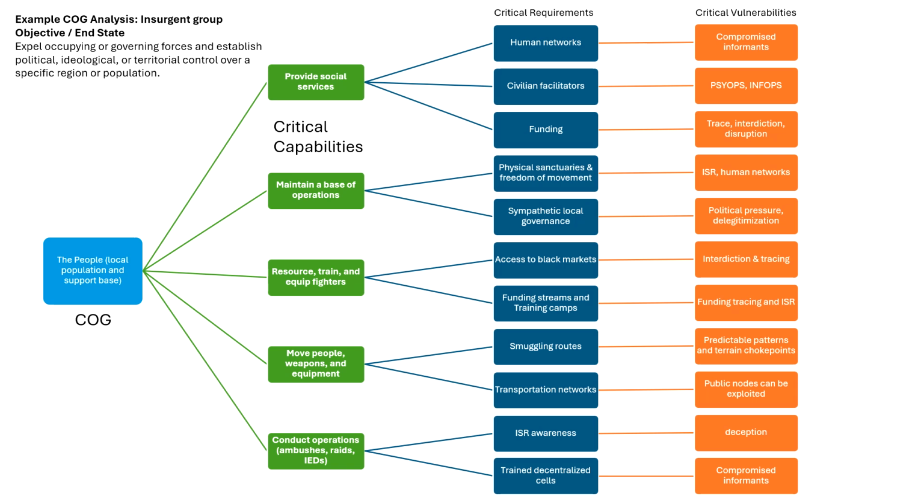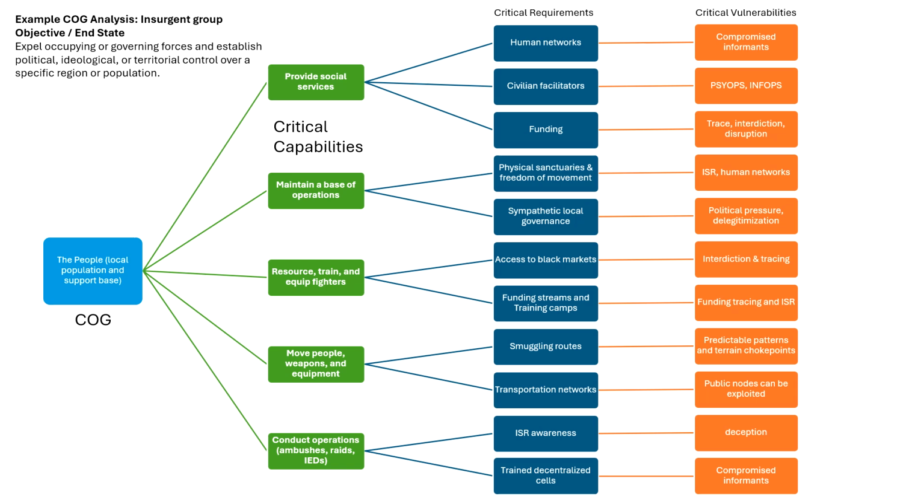To reach their objective of expelling occupying forces and gaining political or territorial control, the group relies on several critical capabilities. These include providing social services, maintaining a base of operations, training and equipping fighters, moving weapons and people, and conducting attacks like ambushes or IED strikes. Each of these capabilities requires specific conditions or resources.